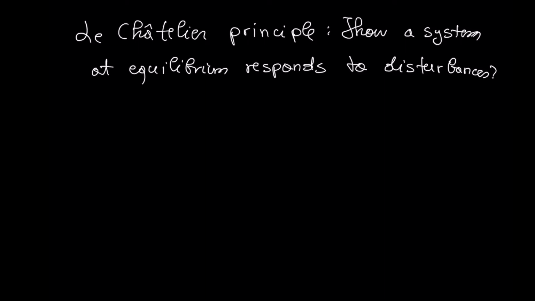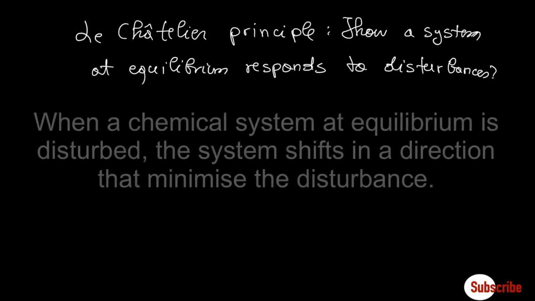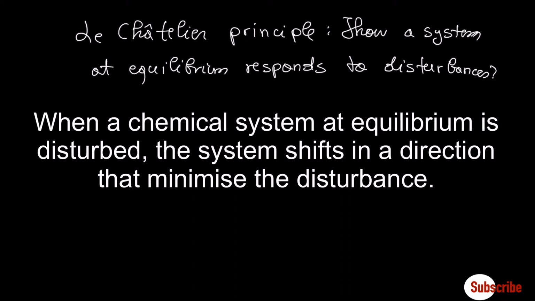So, in this video we are going to learn how to use the Le Chatelier principle in a chemical equilibrium problem. But first, what does the Le Chatelier principle say? When a chemical system at equilibrium is disturbed, the system shifts in a direction that minimizes the disturbance.